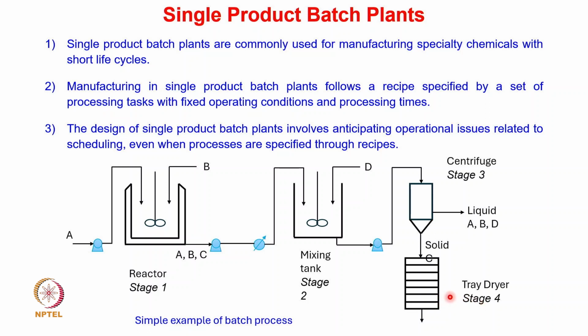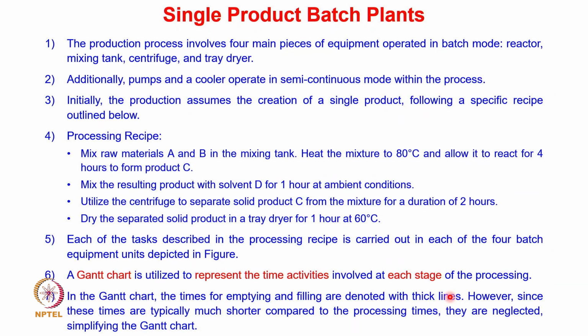So with respect to this particular process, the production recipes involve these 4 main pieces of equipment operated in a batch mode: reactor, mixing tank, centrifuge and tray dryer. Additionally, there is some more equipment, like pumps and the cooler, which operates in a semi-continuous mode within the process, but we have not included this in the scheduling. Again, initially the production assumes the creation of a single product following a specific recipe outlined below. So in this case, the single product we are interested in is C.